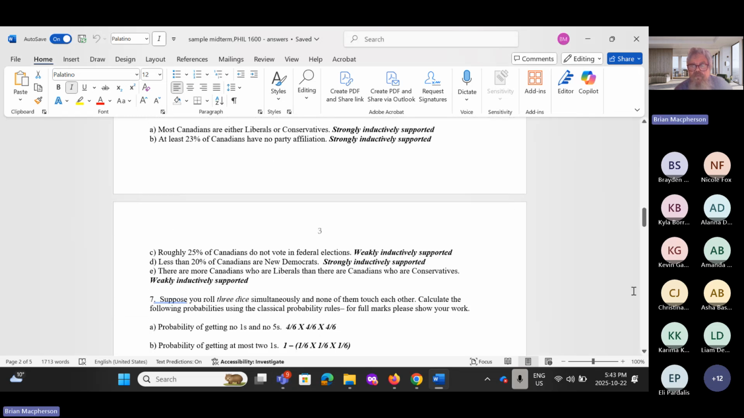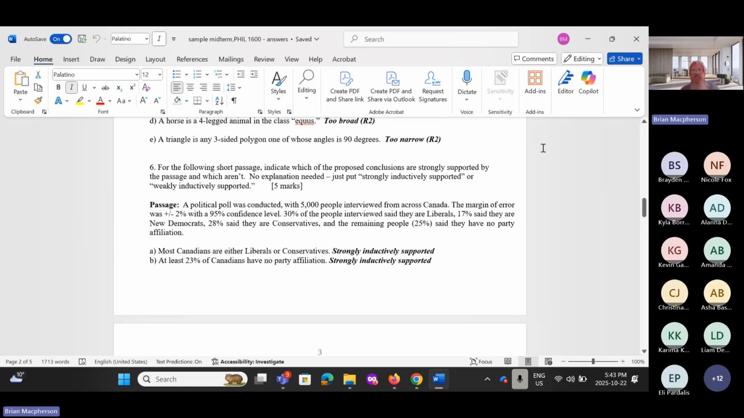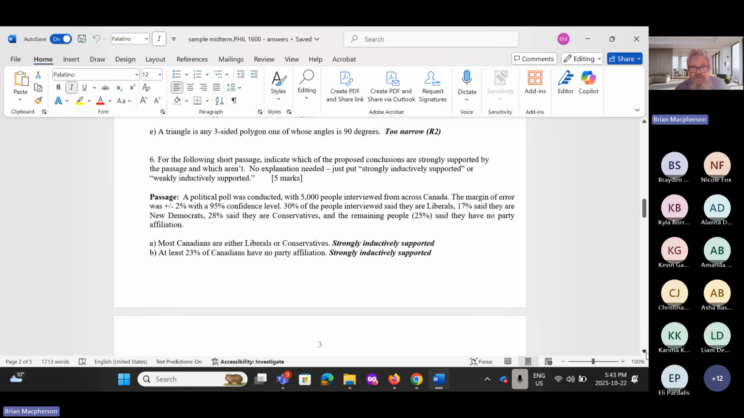Now let's go to number C. Roughly 25% of Canadians do not vote in federal elections. If I go to the passage up here, it says that some people have no party affiliation, but it doesn't mean that they don't vote, right? A lot of people will vote in an election, but they may not be affiliated. A lot of people, for example, when they vote, they'll vote for the person rather than the party, right? So that statement is weakly inductively supported by what's in the passage, okay?